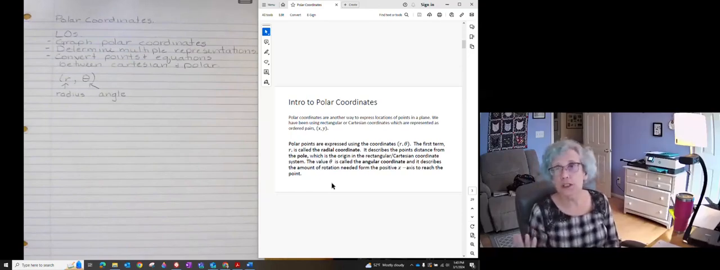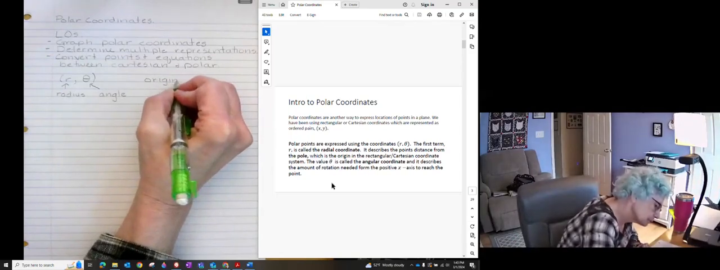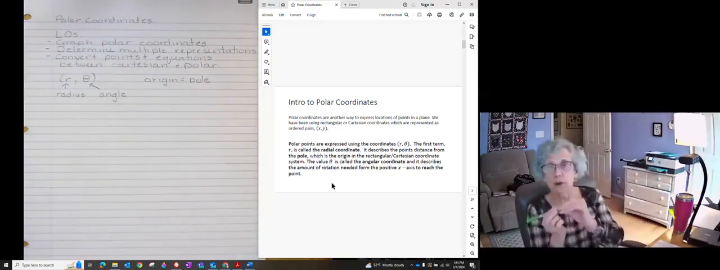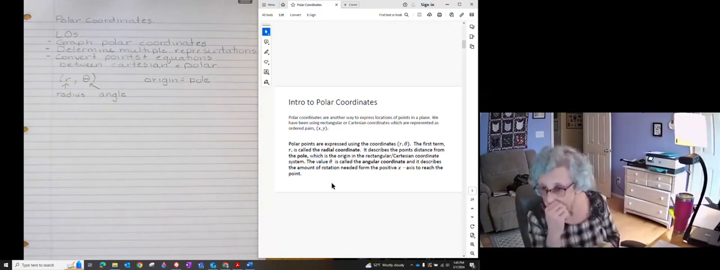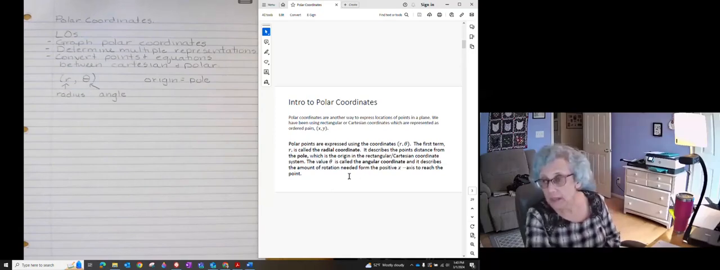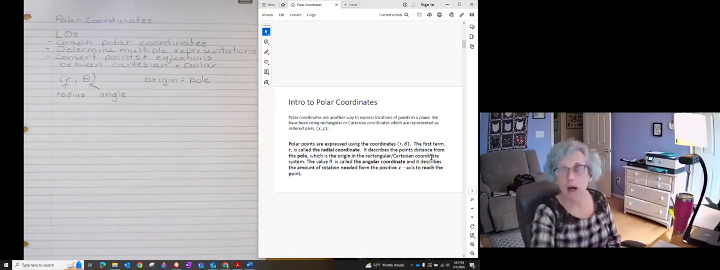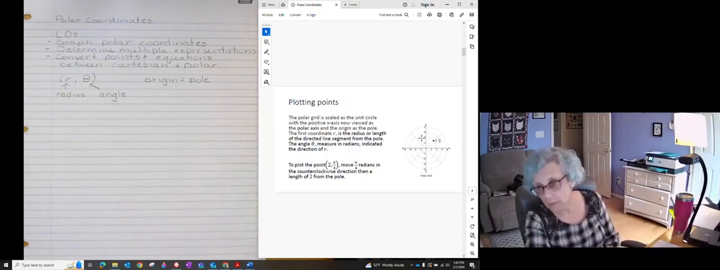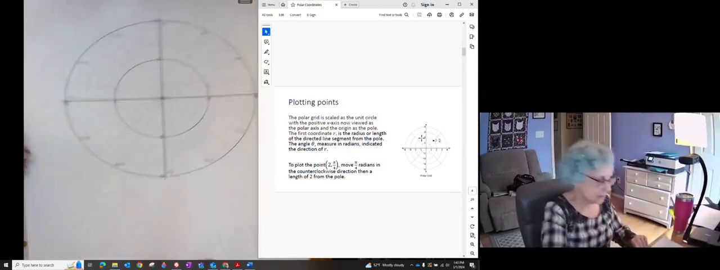The origin is now called the pole. And we move around the pole just like we do the unit circle. So theta is the value amount of angle that you move from the positive x-axis. So plotting points. It's scaled just like the unit circle is.